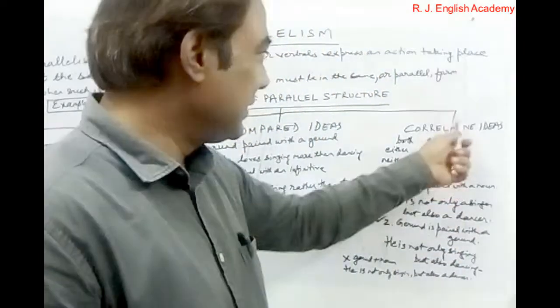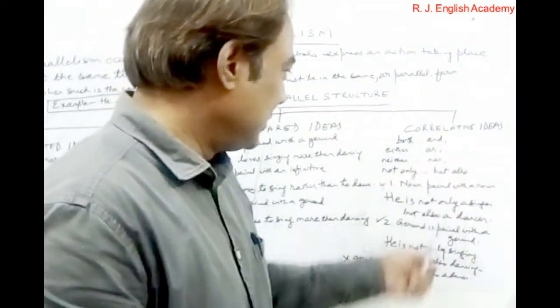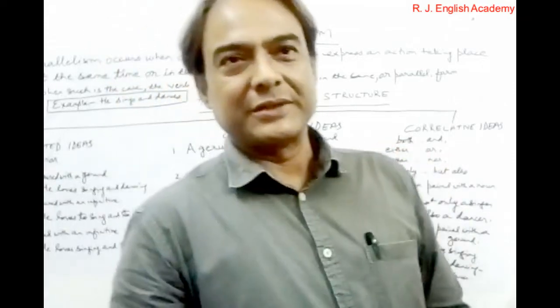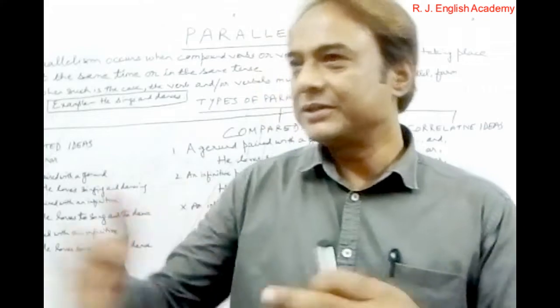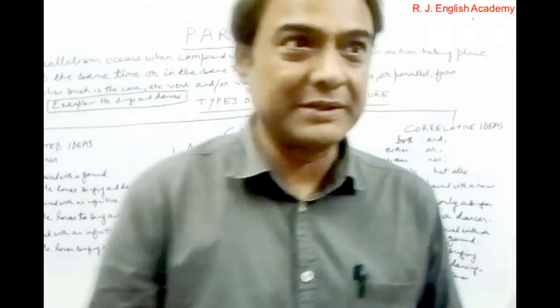Now here in the correlative conjunctions, you must know the placement of the correlative conjunction. That's very important, because the placement of the correlative conjunction changes the whole idea, the whole meaning of the sentence.